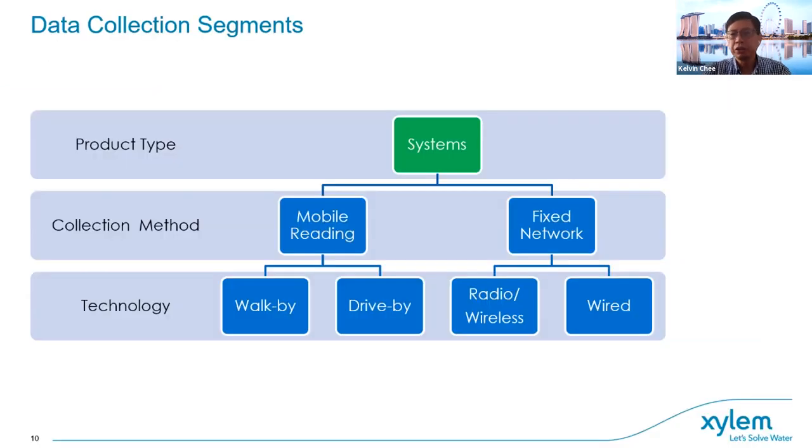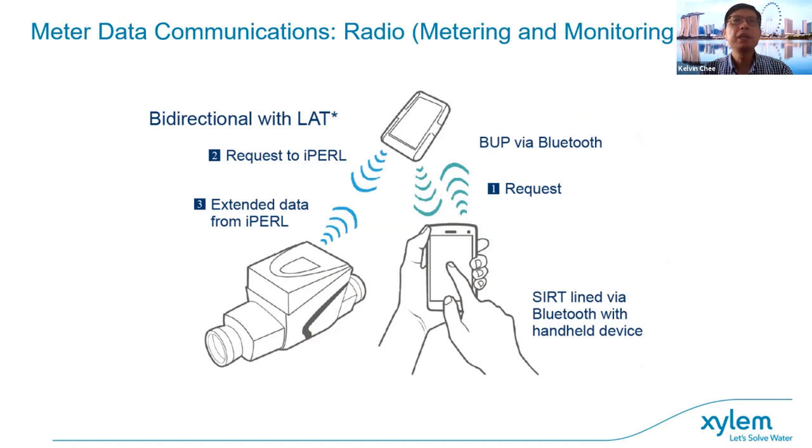Right, so on the data collection segment here, I will walk through with you the mobile reading and fixed network, and I'm talking about Wi-Fi and also radio. I will not talk about wired because it's not covered by this topic. So in our context, we are using Sensus RF or wireless M-Bus, both using the wireless free spectrum, be it 433 or 868. In the Asia context, I think it will probably be more 433.